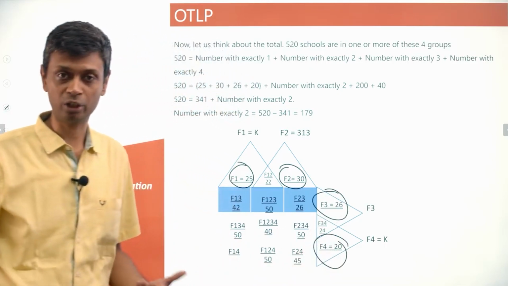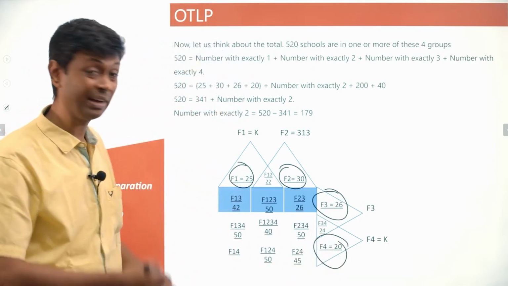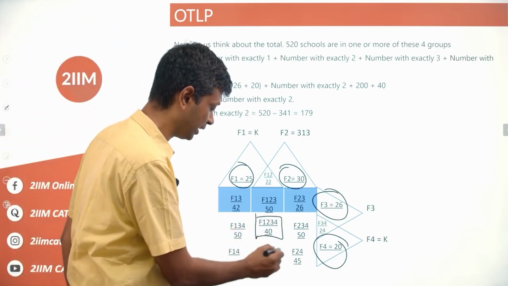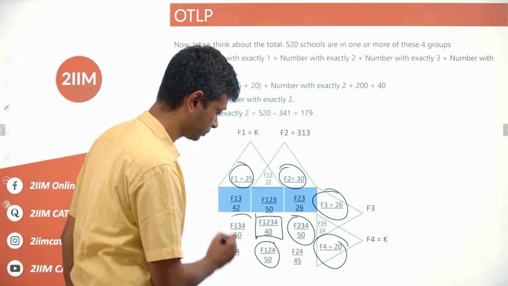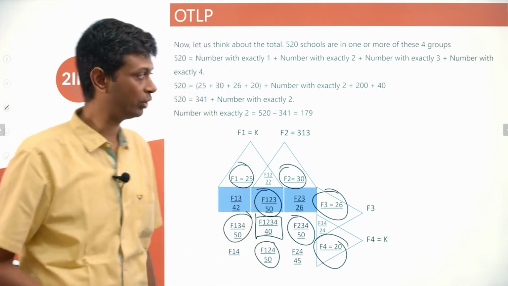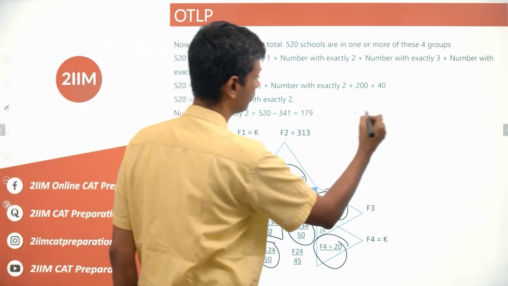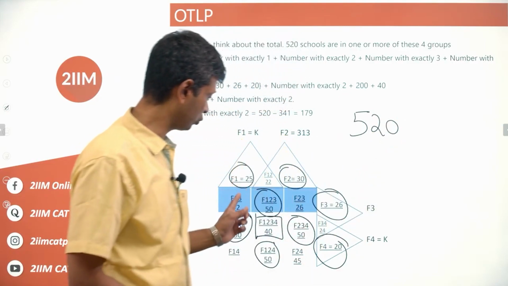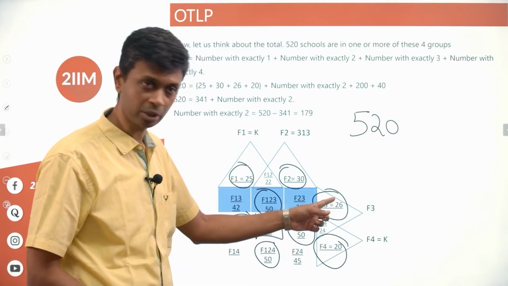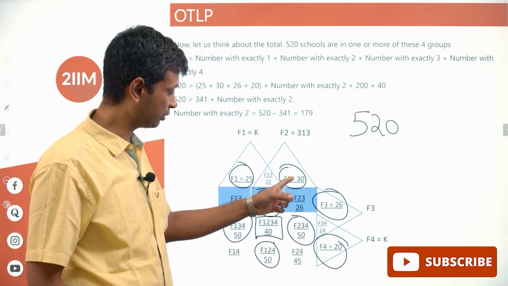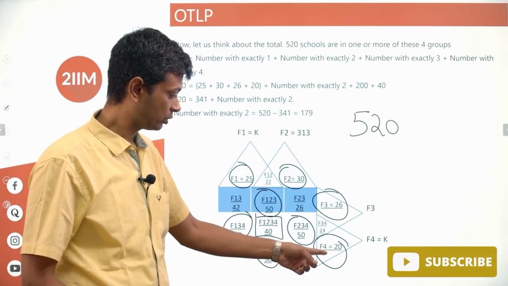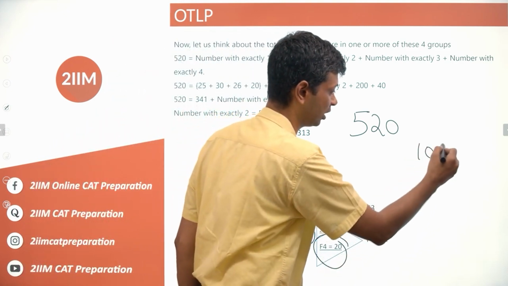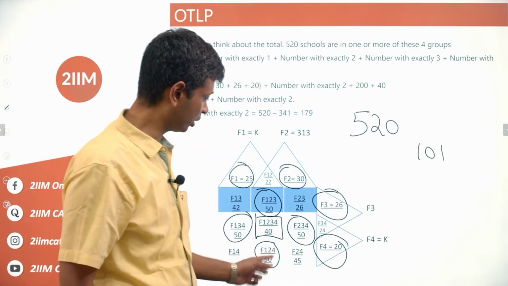Those have been handed on a platter to us. Exactly 2, there are many terms, so we'll come to that later on. All 4 is this. Exactly 3 is these 4. And so if you take the 520, the total number, exactly 1 is these 4. 25 plus 30 plus 20 plus 26. 25 plus 30 is 55 plus 20 is 75 plus 26, 101. That is exactly 1. Exactly 3 is 200.